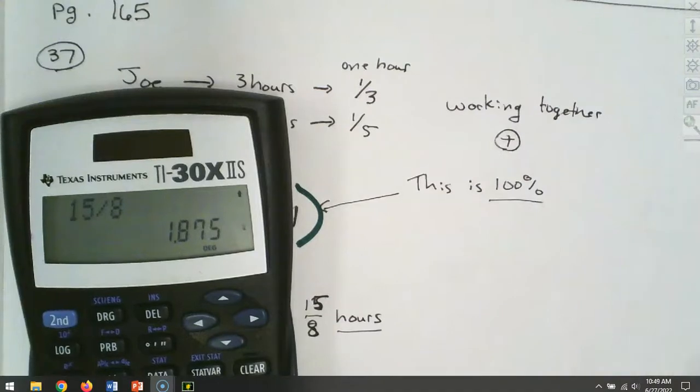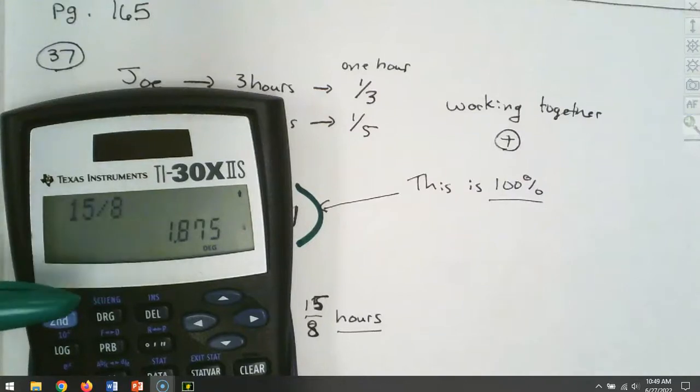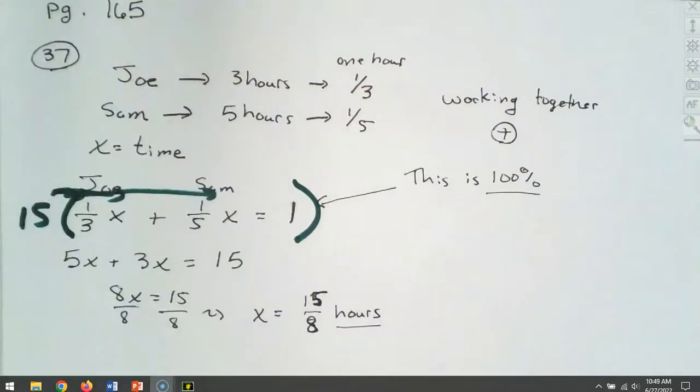Now, does that make sense? Yes. Why? Well, if Joe can paint this house in 3 hours and he has a helper, then it should be less than 3, right? Joe does it by himself in 3 hours. So if he has a helper, it's going to take less than 3 hours. And obviously that 1.875 is less than 3. So we know it looks correct. But that's how you look at it.